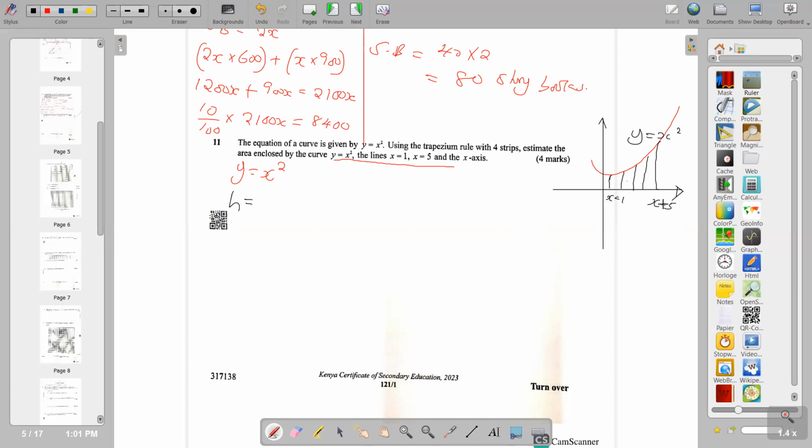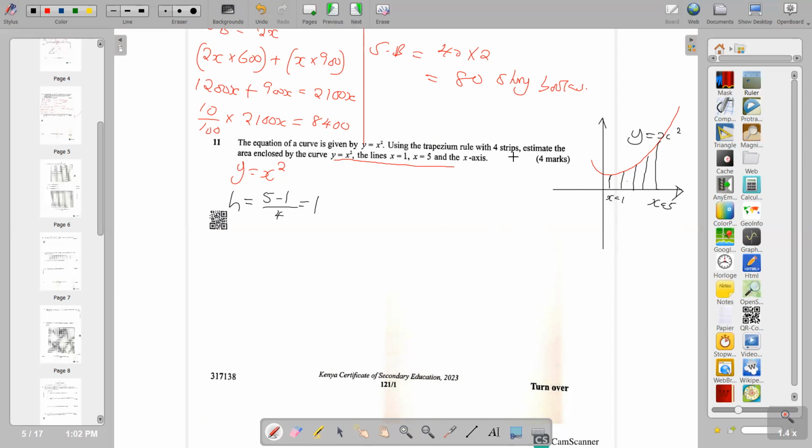The range is the difference between the highest value and the lowest value. So that is 5 minus 1. And then you divide by the number of strips, 4. So you're going to find that you require a height of 1. So meaning that you have x is equal to 1.